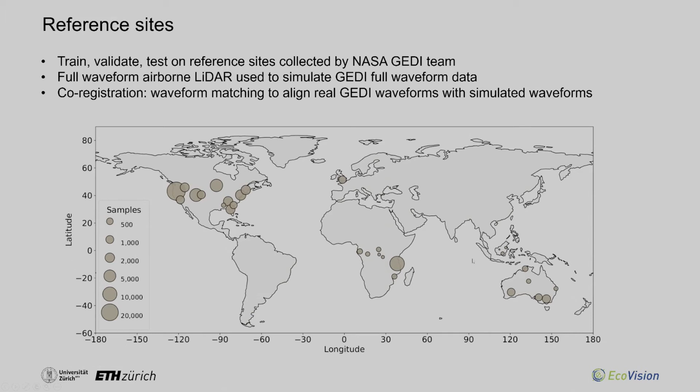And that's basically it. The way this is done is that they have full waveform LiDAR data for all of those sites that we see here. And then they simulate GEDI pulses for those sites. Then they correlate and co-register the real GEDI full waveform to the simulated ones. And this is then where they get the ground truth on the ground and match that.